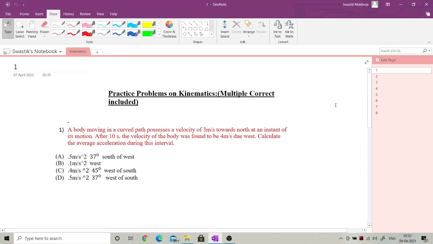A body moving in a curved path possesses a velocity of 3 meters per second towards north at an instant of its motion. After 10 seconds, the velocity of the body was found to be 4 meters per second due west. Calculate the average acceleration during the interval.